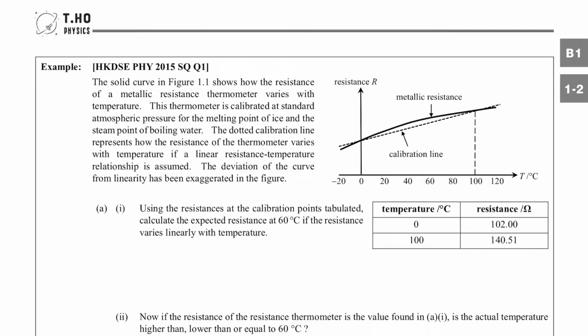In the graph, it shows the actual resistance of the metals inside the resistance thermometer and our calibration line. That is, in our calculation, how do we think the resistance varies with temperature. So the metallic resistance, this is the actual variation. So it's accurate. For the calibration line, it's for our calculation. And it is inaccurate.